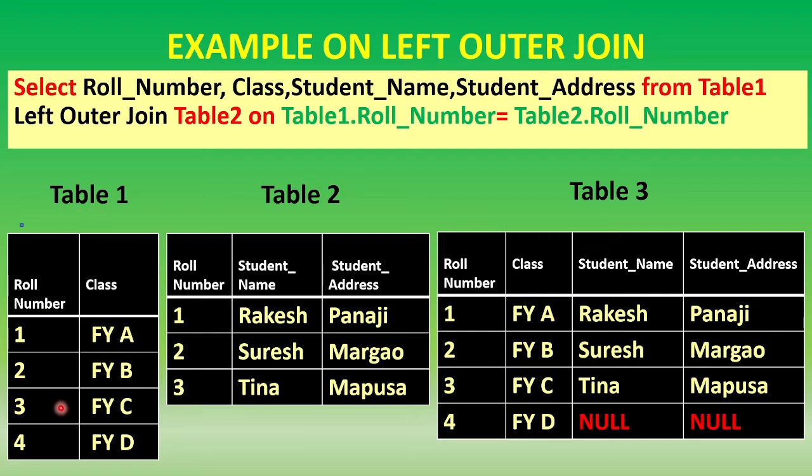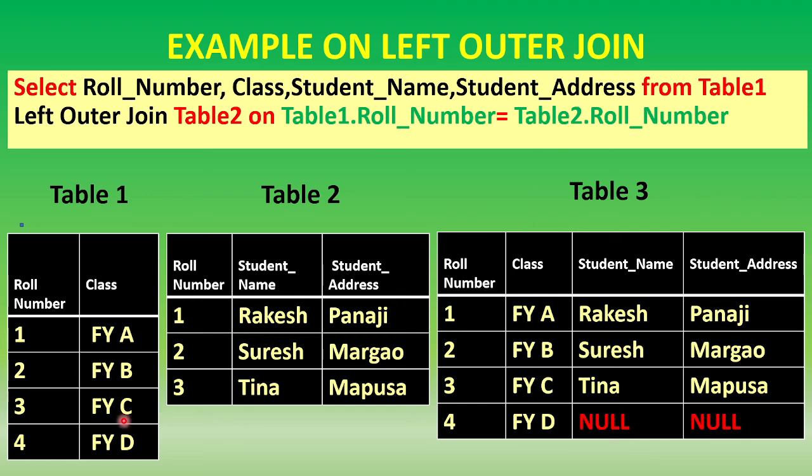Similarly, table 1 roll number 3, here also table 2 roll number 3 is there. So again the roll numbers are matching from table 1 and table 2. Common field is matching. So Tina and Mapsa will be written from the right table because the records from the right table are matching. So matched rows from the right table are written in the output table because we need student name and student address.